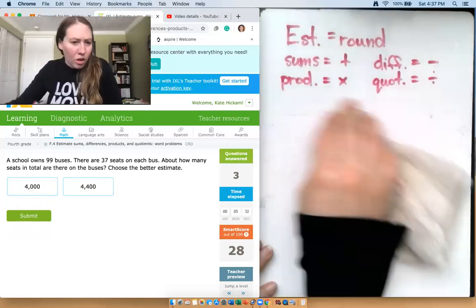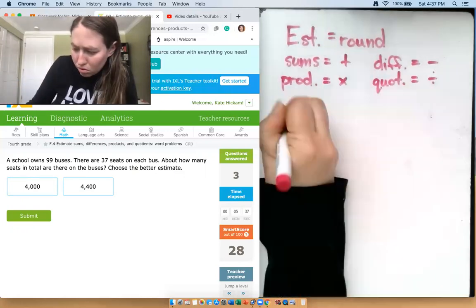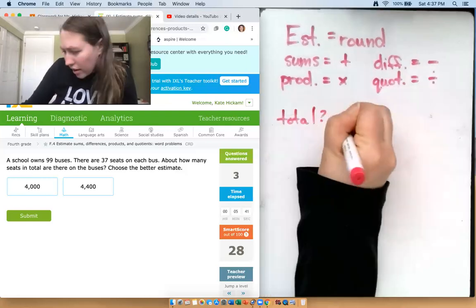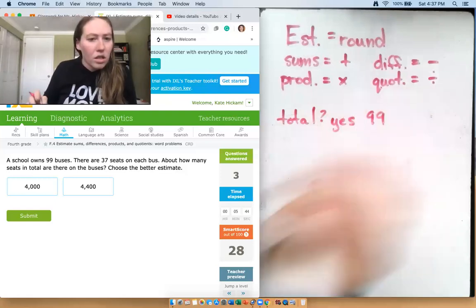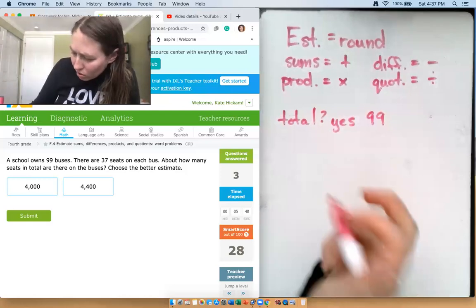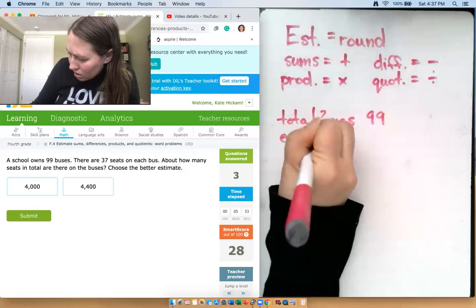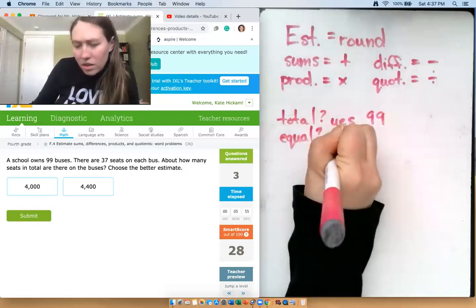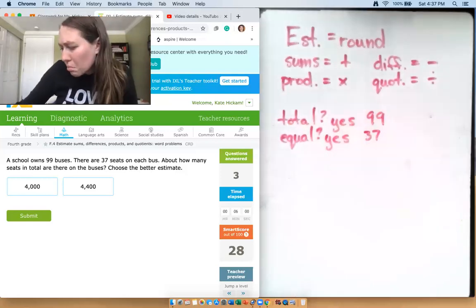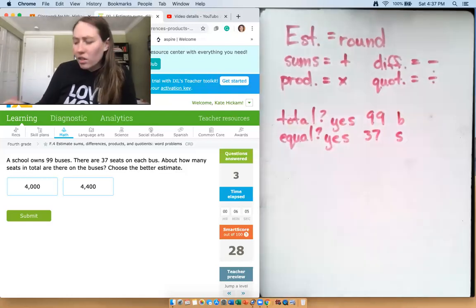A school owns 99 buses. Okay, so total. Yes, 99 buses. Each bus has, each. So equal groups. Yes. Each bus has 37 seats. So this is buses and this is seats. About how many seats are there total?